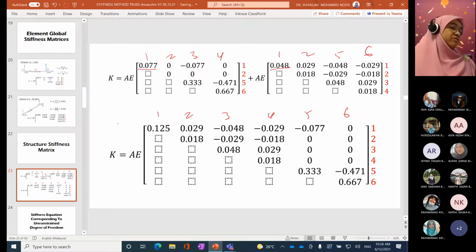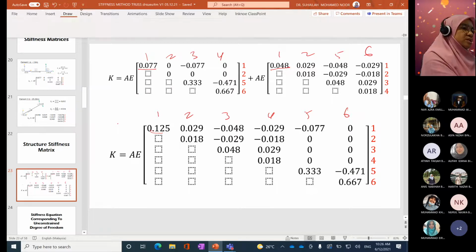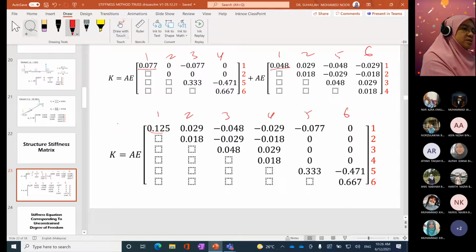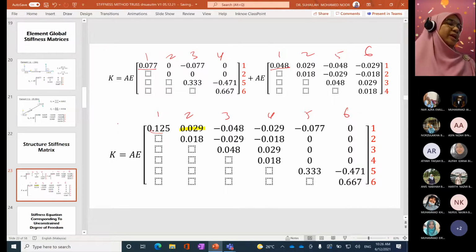It is 0.125, right? So this one is okay. Correct. Okay, then move to position... here. Position two. Okay, this is position two. Okay, 2 1. Where is 2 1 in the top one? 2 1 is here. 2 1 here. It is 0.029. Correct, right?